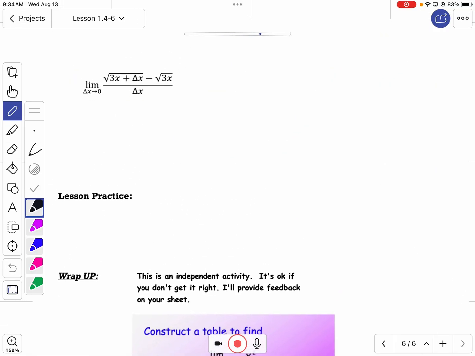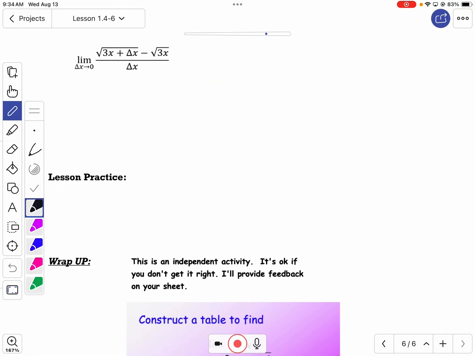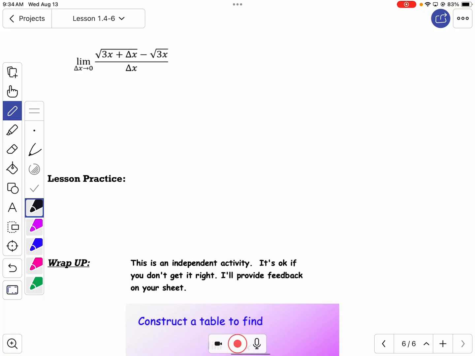Okay, here we go. Let's look at this one. All right, so there are some symbols here that you probably haven't seen. Does anybody know what that triangle means or what Greek letter it is? Delta. Yeah, it's delta x. It stands for the change in x, and that'll make more sense next chapter. But notice we're talking about where the change in x approaches 0. In other words, if I put a 0 in everywhere that weird symbol is, that gives me the square root of 3x minus the square root of 3x, which is 0 over 0. So it is indeterminate.